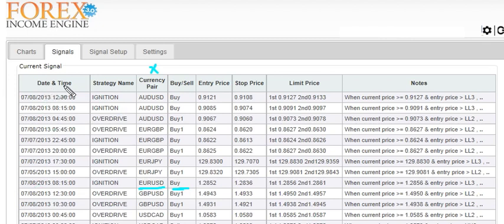And let's just go across here. We have the date and time of the alert, the strategy name, the currency pair, whether to buy or sell, the entry price, stop price, limit price, and the notes. So let's check out our buy alert on the Euro US dollar. It occurred on July 8 at 8:15. Remember, these are 15-minute charts we're looking at. It was the ignition method to buy at 128.52, initial stop 28.36.